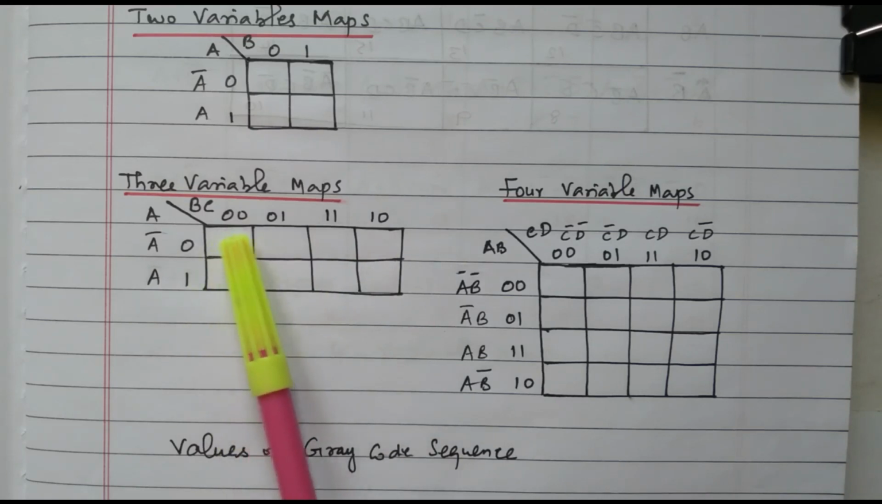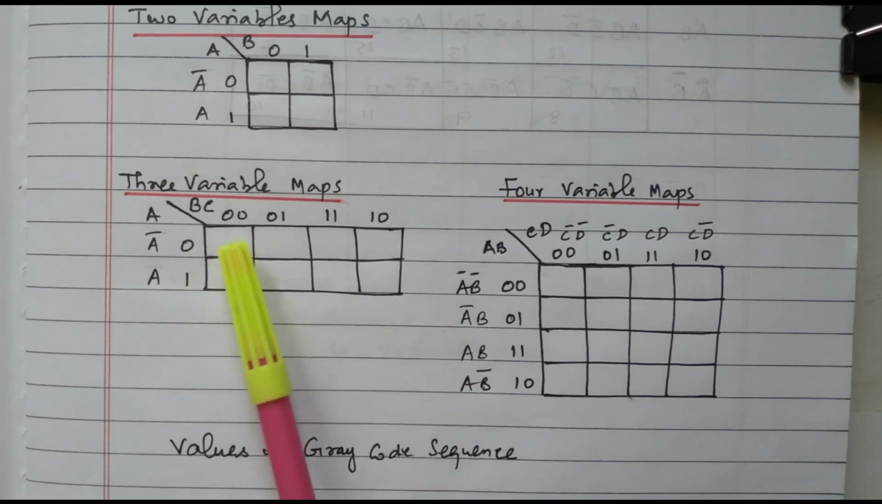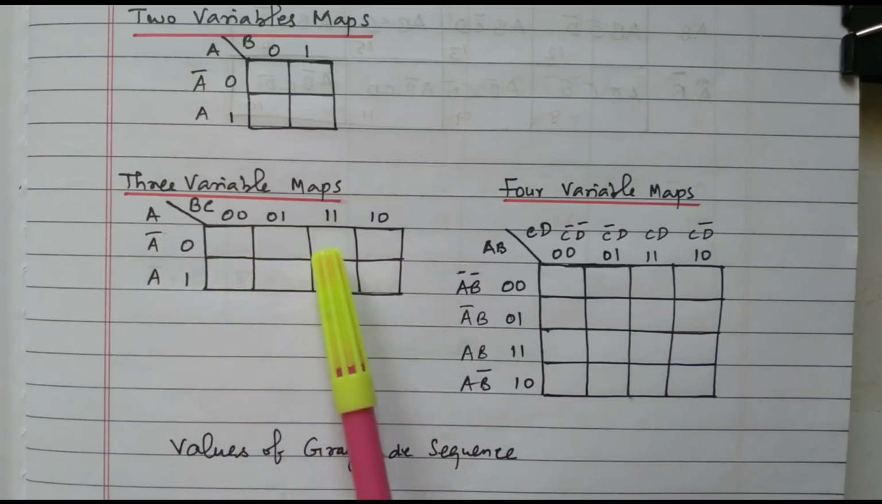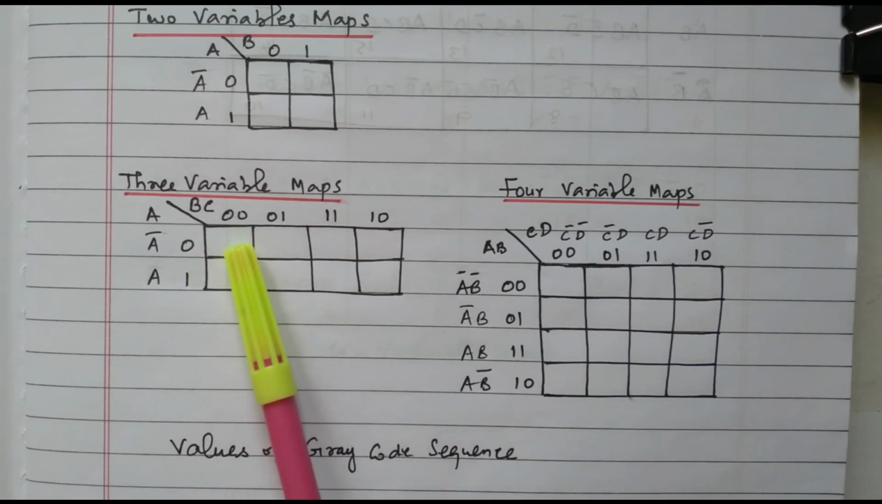So, we have these possibilities, right? This is A bar, A. This will be 0, 0 means B bar C bar. This is B bar C, B C, B C bar. So, what is the first cell? First cell is 0, 0, 0, all are zeros. That means A bar, B bar, C bar.